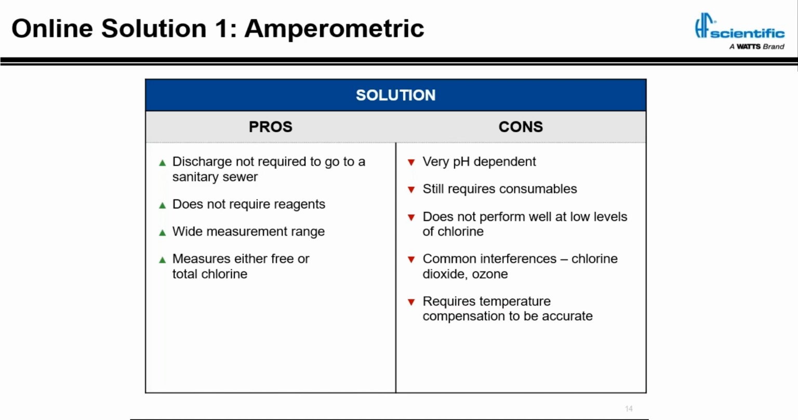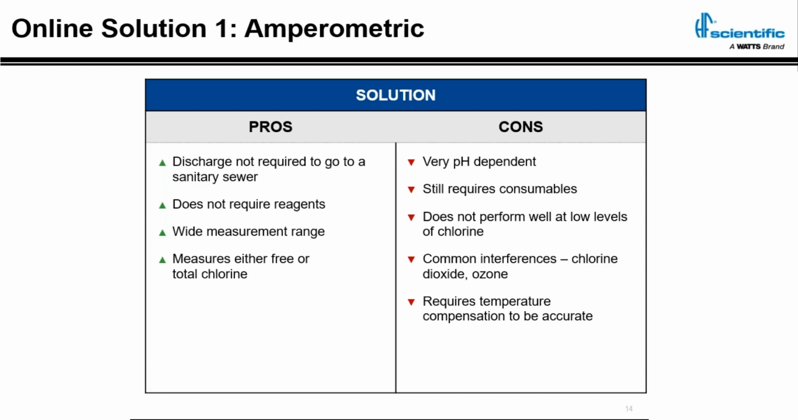The big benefit of amperometric is that a discharge is not required to go to a sanitary sewer. So for distribution systems specifically, this is often the preferred method. We just want to understand what the challenges are going to be if we need to apply that. It does not require reagents. It does have a wide measurement range, and you can get it in either free or total chlorine options. The same analyzer can't do both, or I haven't seen one that can do both. But you can order either a free or a total, and most people need to measure one or the other.